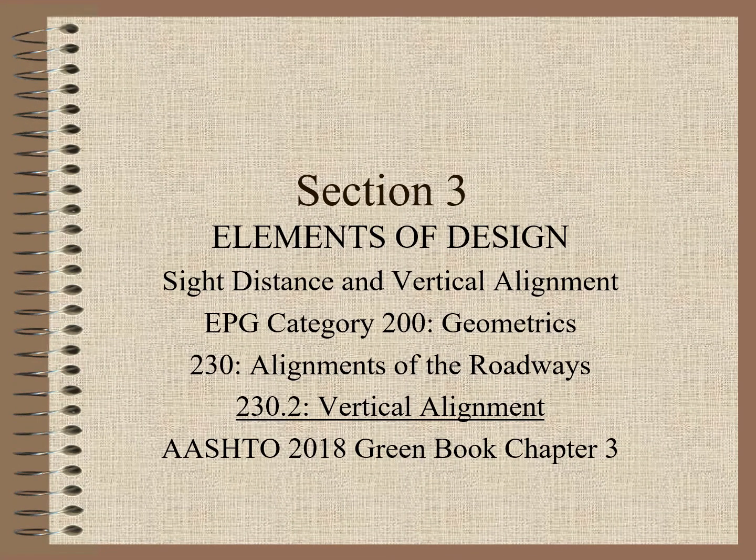Section 3, Elements of Design. In this section, we're going to be covering sight distance and vertical alignments. You can find information about this in the EPG Category 200 on Geometrics, 230 Alignments of Roadways, and 230.2 Vertical Alignment. It can also be found in the AASHTO 2018 Green Book, Chapter 3.